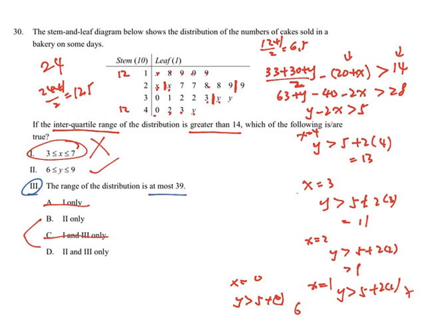For 3, we see the range is at most 39. The range means the maximum minus the minimum. So 40 plus y, and then 10 plus x. Suppose it is very large, y is 9, so 49. Suppose x is very small, 10. So it can be at most 39, according to this and this as well. So 1 and 3 are correct. So the answer is D.